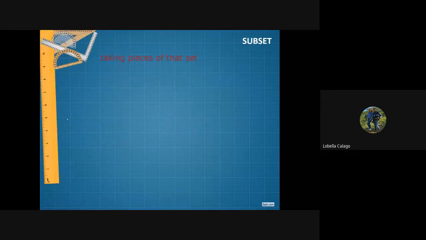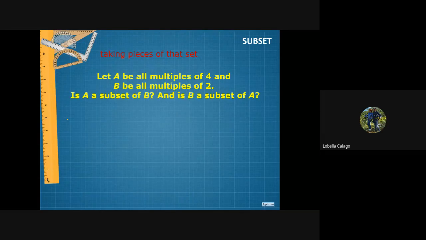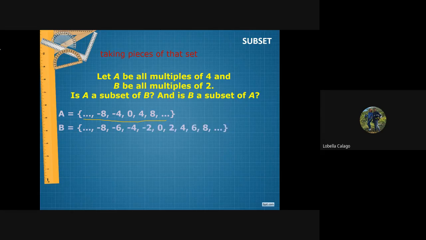Okay, next. So, just taking pieces of that set. So, for example, let A be the multiples of 4 and B all multiples of 2. Is A a subset of B? And is B a subset of A? So, let us see kung ano. So, sinabi A are multiples of 4. So, we have here the multiples of 4: 0, 4, 8. So, lahat multiples. So, it can be also negative because negatives are also multiples of 4. And B, ganyan. O, ano nakikita natin?